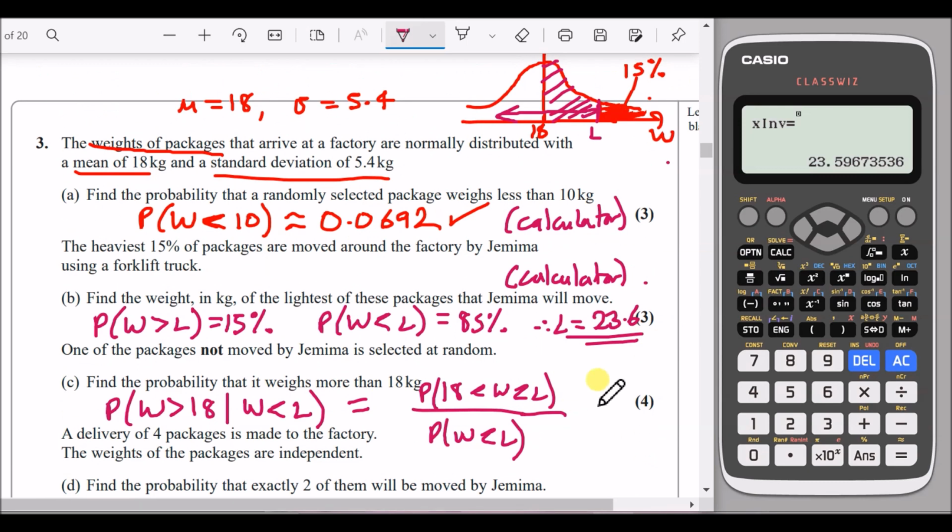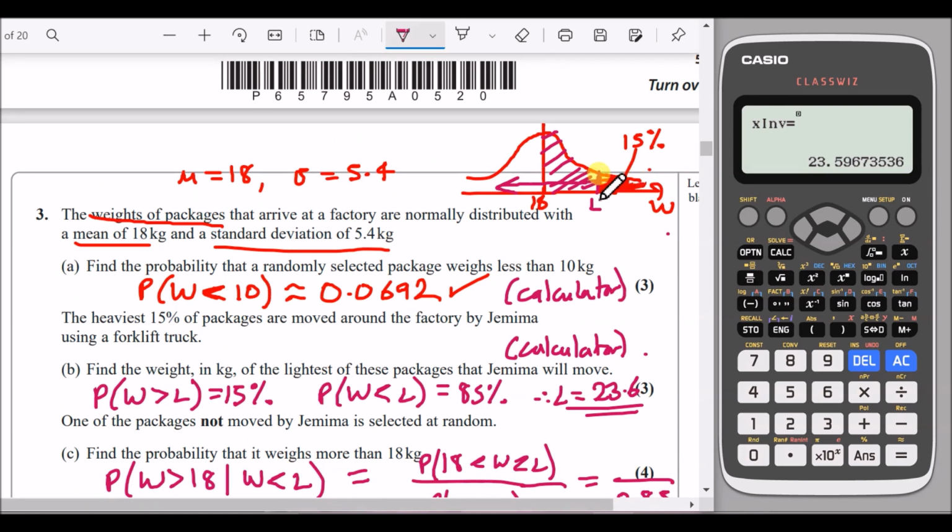Now, thankfully, we have all these values. And we don't even need to use a calculator, actually. Probability W less than L, we just identify that it's 85%. So it's over 0.85. And the top half, W between 18 and L, well, you don't need a calculator, because you know after L is 15%. And because this is a normal distribution and it's symmetrical, we know that the right hand side after 18 is 50% and the left side is 50% as well. Meaning this difference has to be 35%, because 35 plus 15 gives us the whole 50%.